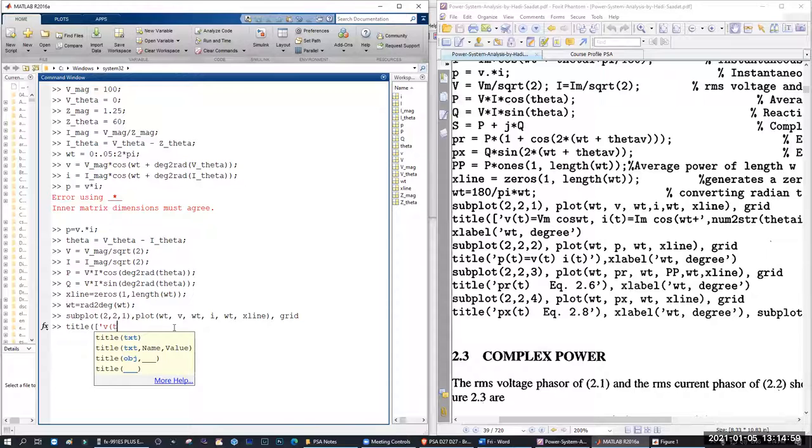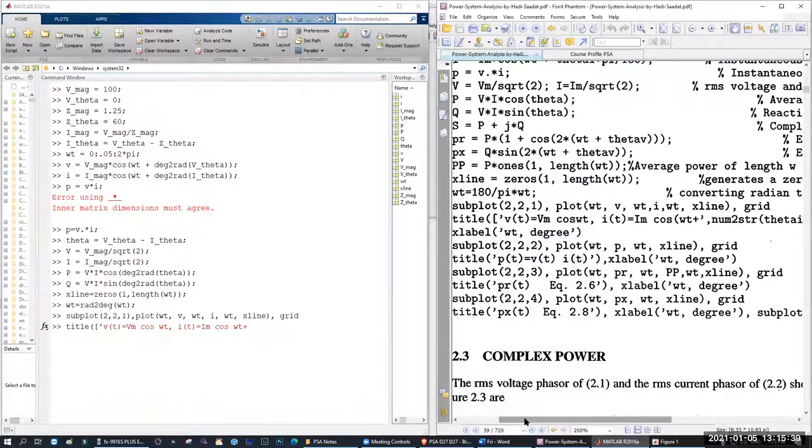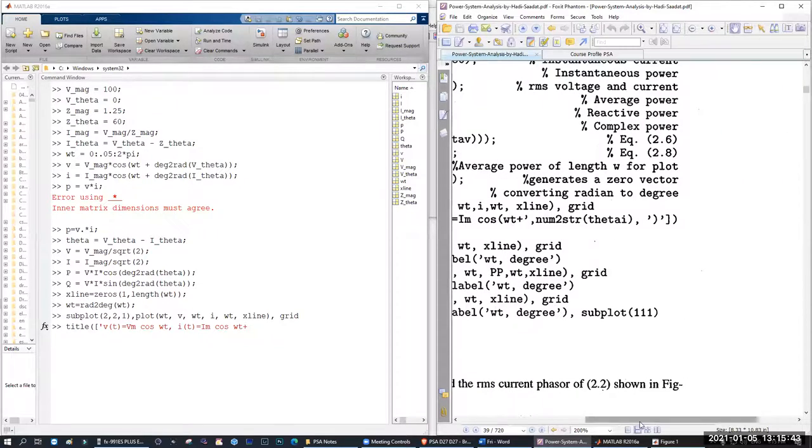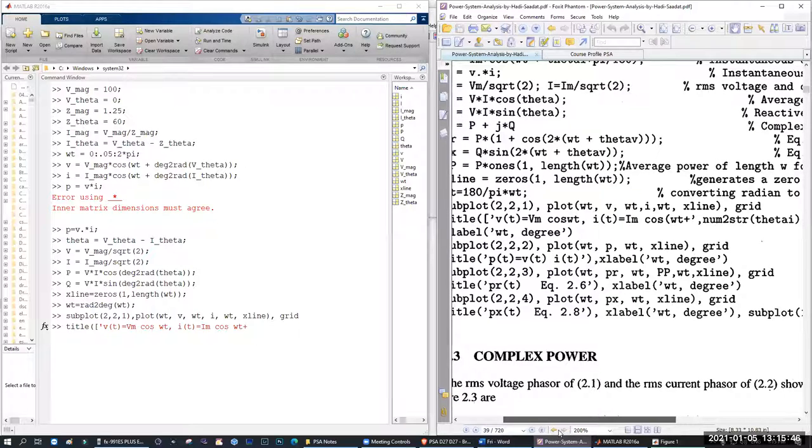VT equal to VM or V Mac, whatever you say, cos omega t. IT equal to IM cos omega t plus num2str theta i.